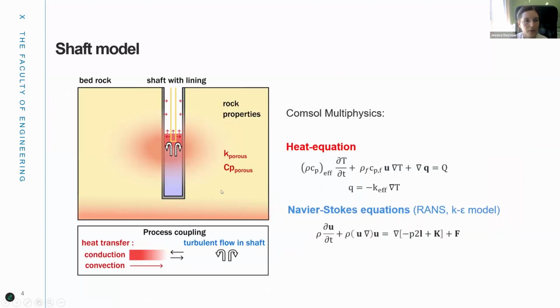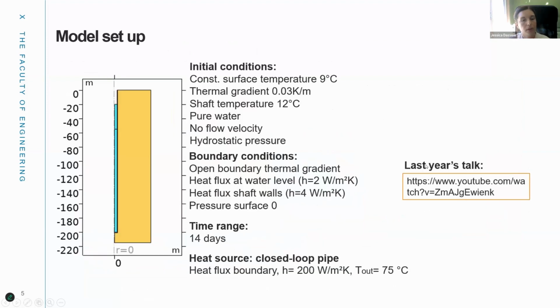For our large-scale shaft model, we want to couple turbulent flow in a standard k-epsilon model, Reynolds-averaged Navier-Stokes, with heat transfer, so conduction in the surrounding rock, but also the water, and convection in the water of the shaft. I talked about this model last year, so if you're interested in more detail, you can look up last year's talk. But this year we want to focus on the small scale. So this is just a small overview.